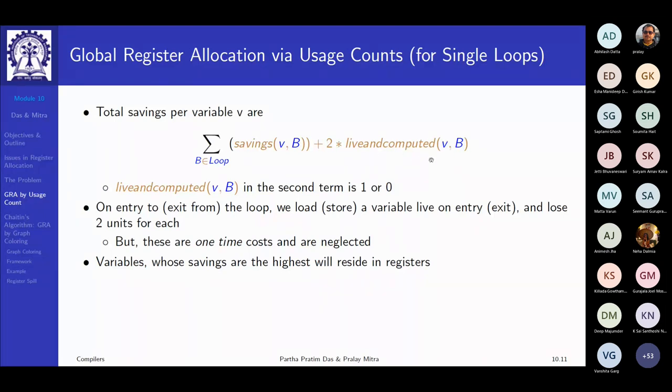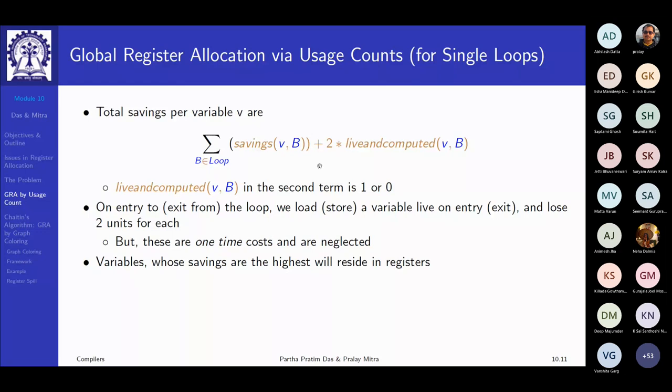Live and computed is a predicate, because it will be 1 if v has been computed in this basic block and is live on exit. If v has not been computed, or if it is not live on exit, then this cost will not be incurred. So this is a predicate which actually is to be multiplied by 2. So we put this predicate as 1 or 0.